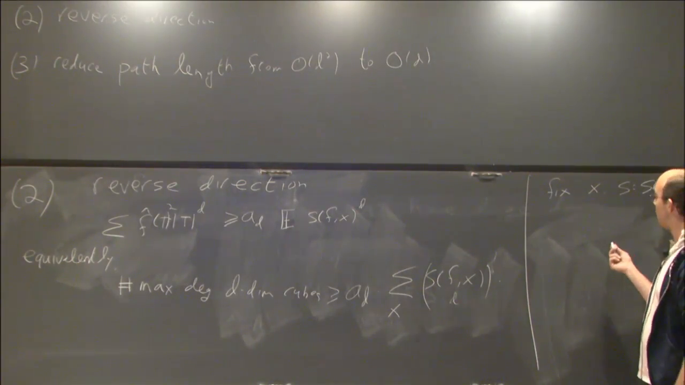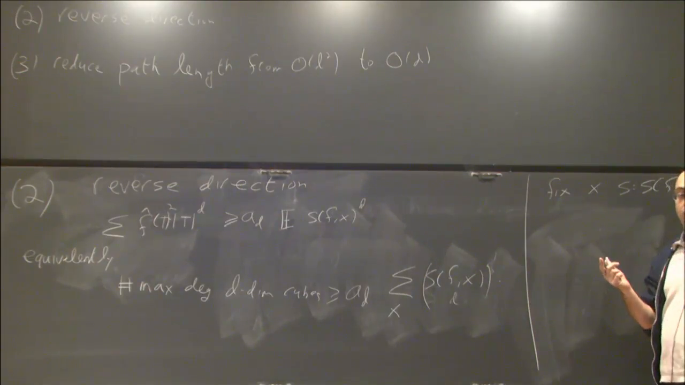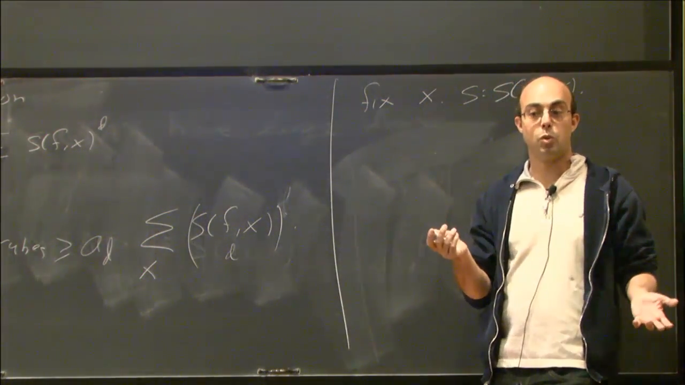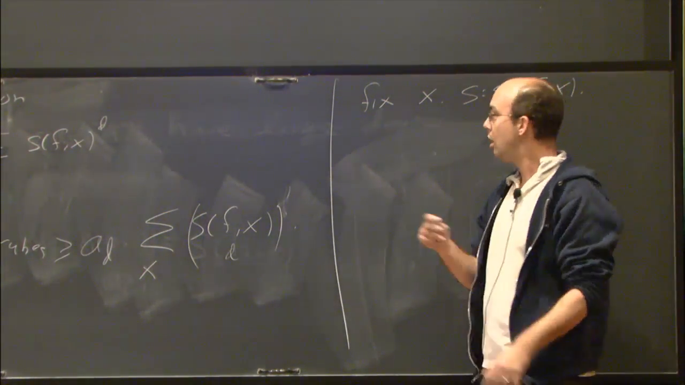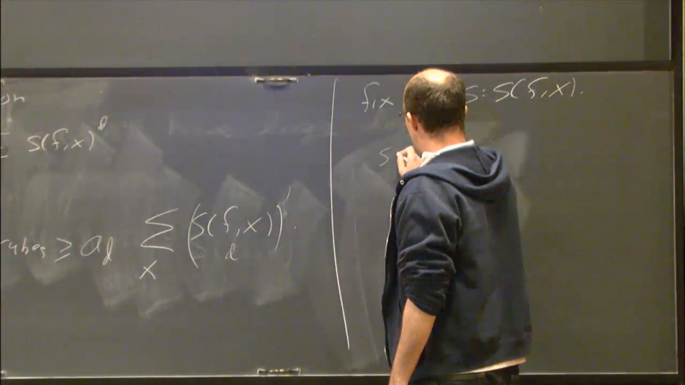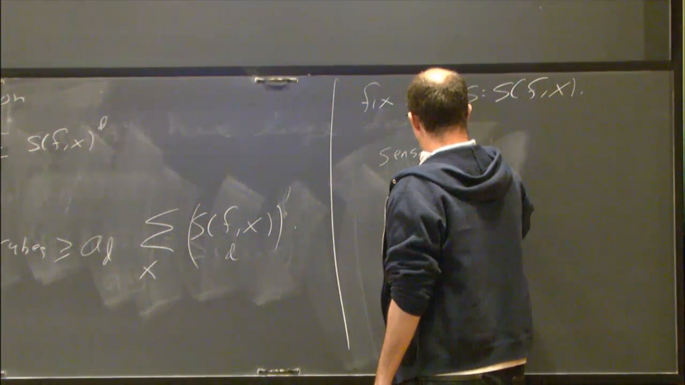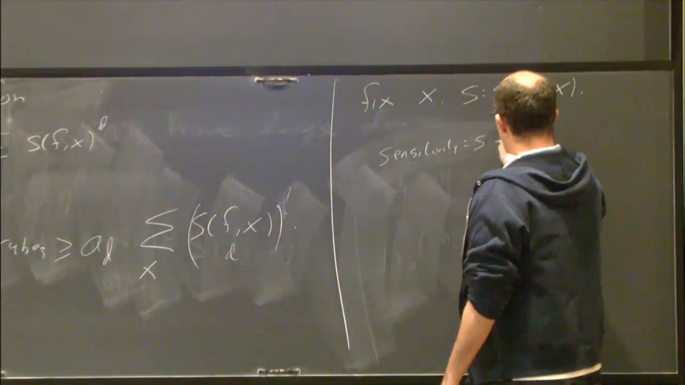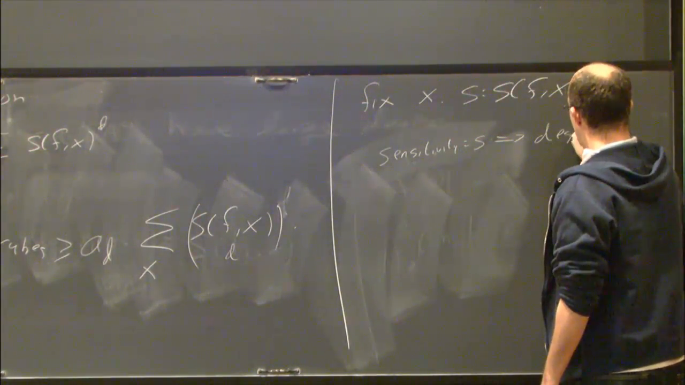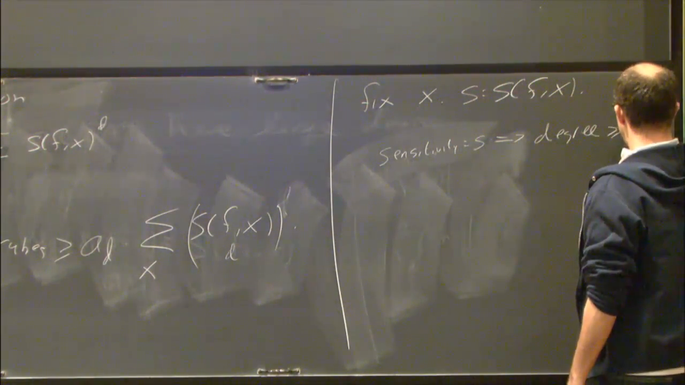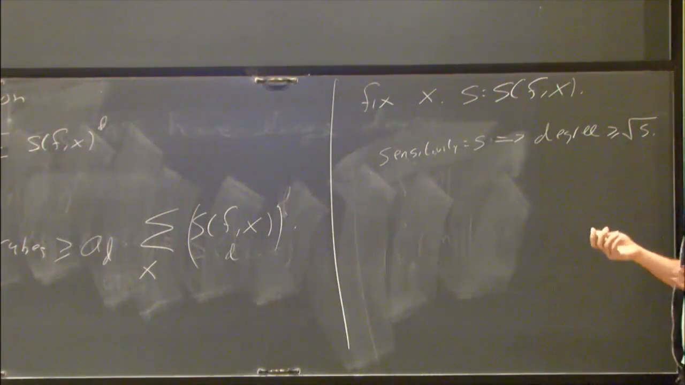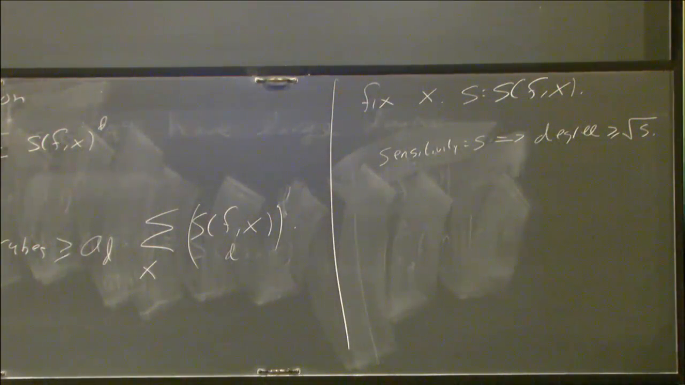In particular, we know that if the sensitivity is large, then the degree must be large as well. The other direction we don't know. But we know that if the sensitivity is s, it implies that the degree is at least some polynomial. It turns out to be root s. So we know something about the degree: it cannot be too small. We want to apply it not to this function exactly, but to restrictions of it.